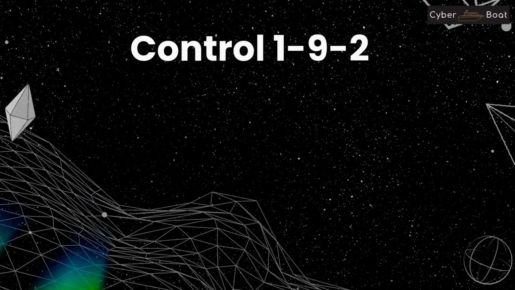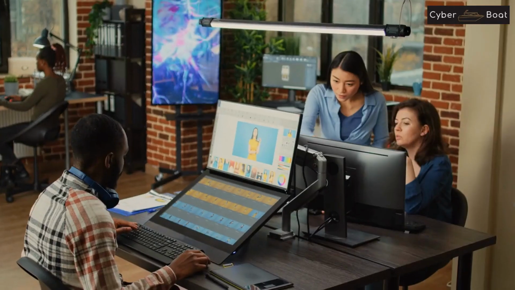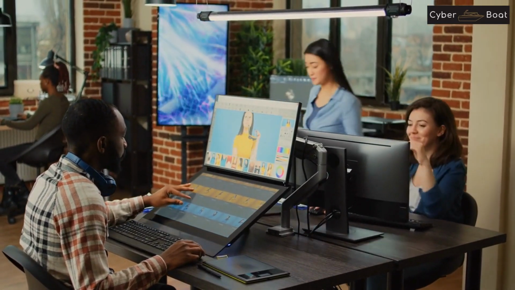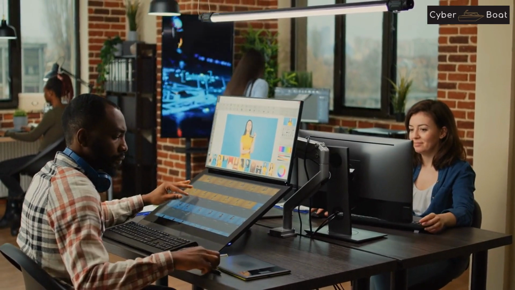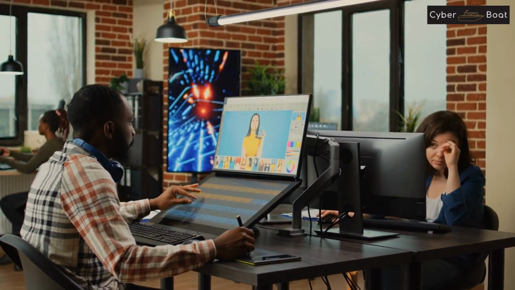The second control, 1-9-2, is about ensuring that the personnel cybersecurity requirements that were defined and documented in Control 1-9-1 are actually implemented within the organization. This includes making sure that all employees and contractors are aware of their cybersecurity responsibilities, and that they understand and comply with the organization's cybersecurity policies and procedures.